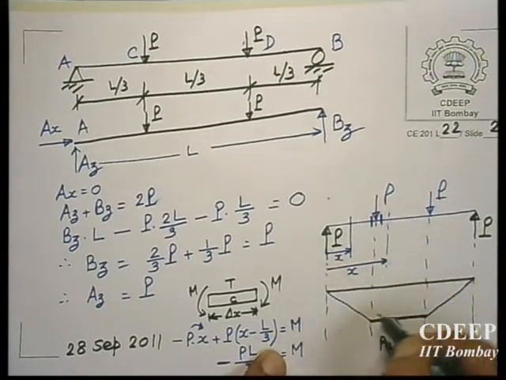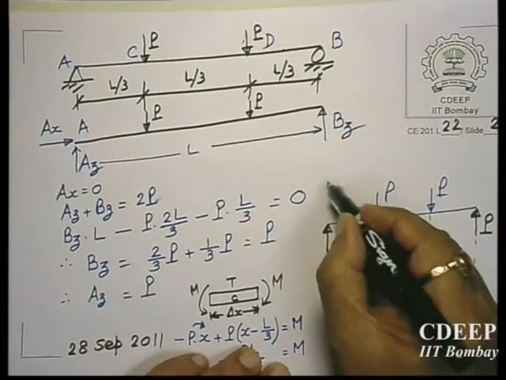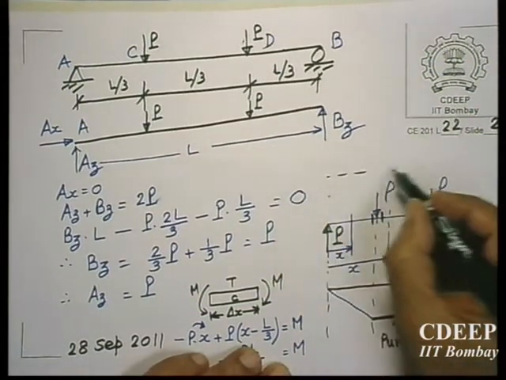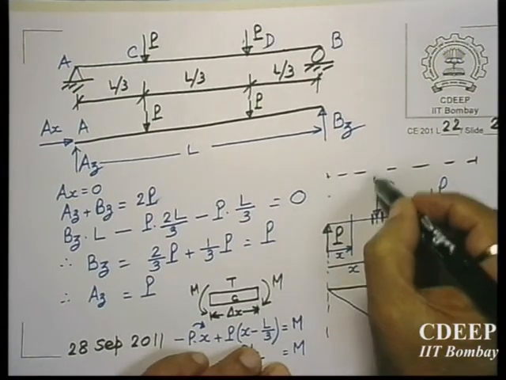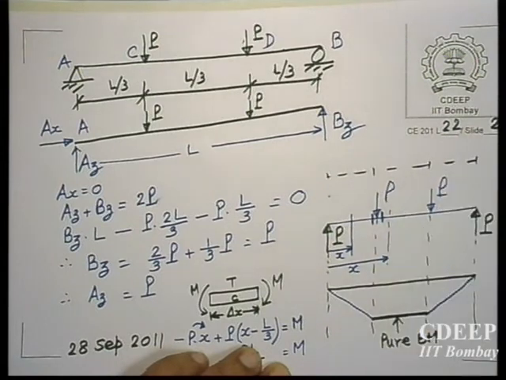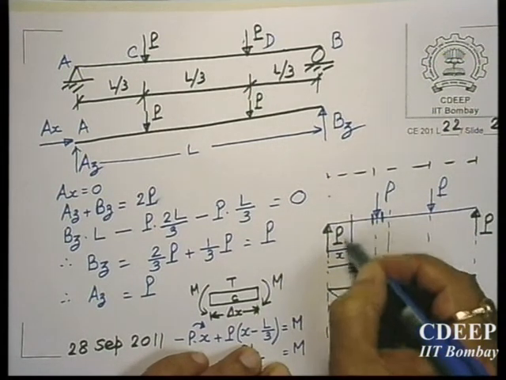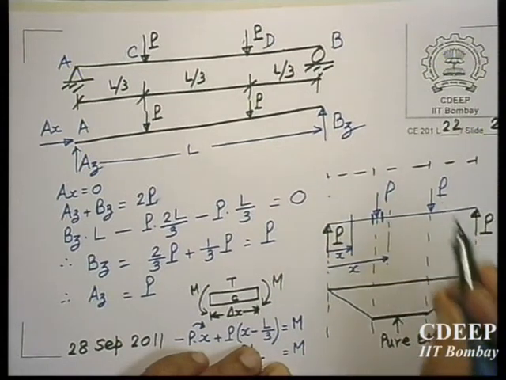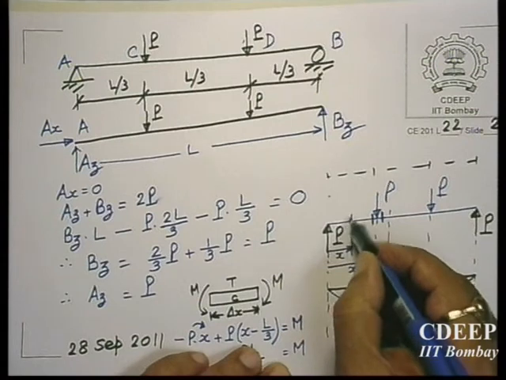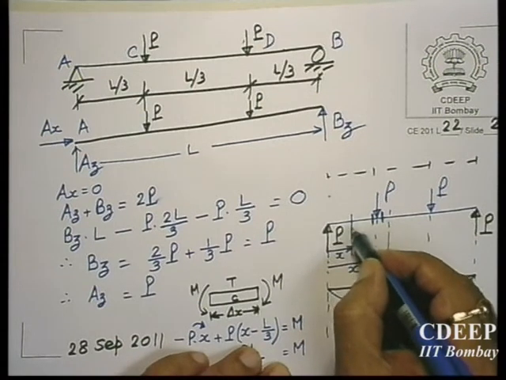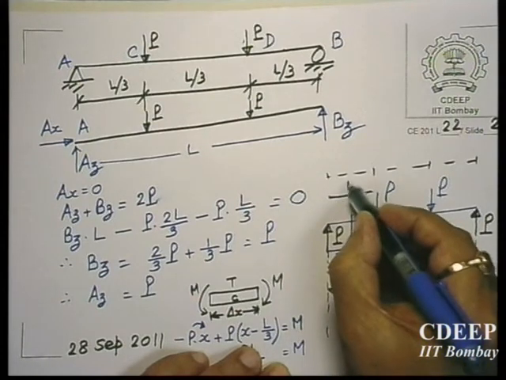This P and this P will nullify. If you draw the shear force diagram on the top of this, you get this. There is a shear force down, so that is a negative shear force. This is upward, so here it has to be down. On a positive face it is negative. So there will be a constant shear force P.